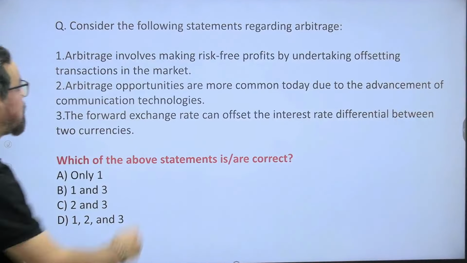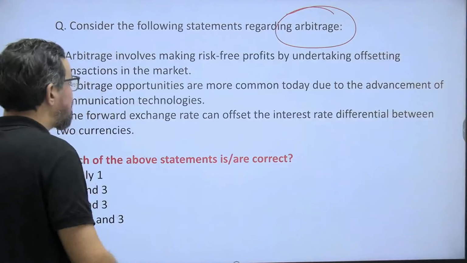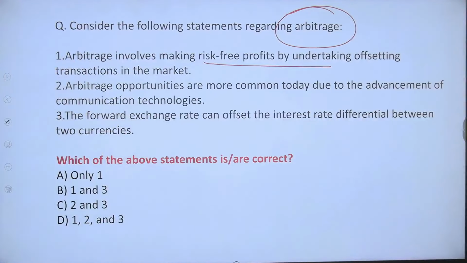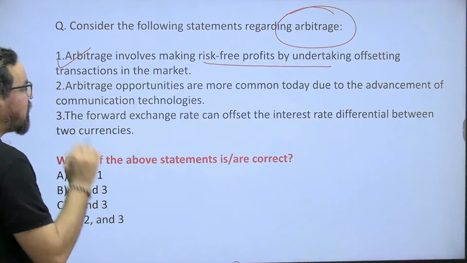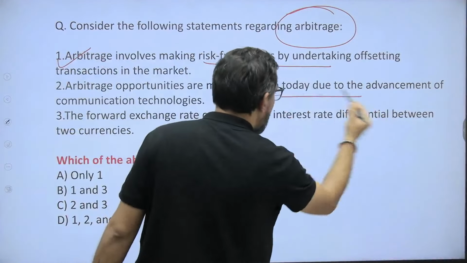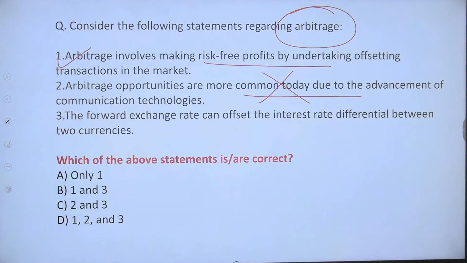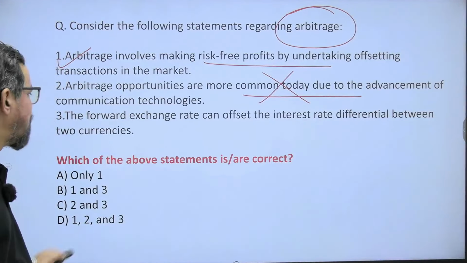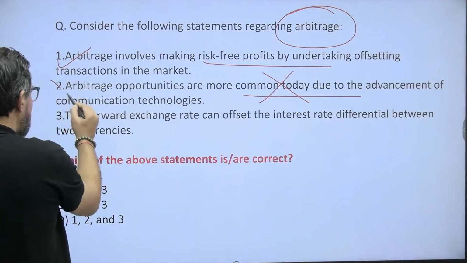Consider the following statement regarding arbitrage. Arbitrage involves making risk-free profit by undertaking offsetting transactions in the market. 100% true. Arbitrage opportunities are more common today. No. Nowadays, in the financial market they are not available. Even nowadays we have these smart systems, algorithm based trading and all. So basically they generally wipe out from the market. So this is wrong.